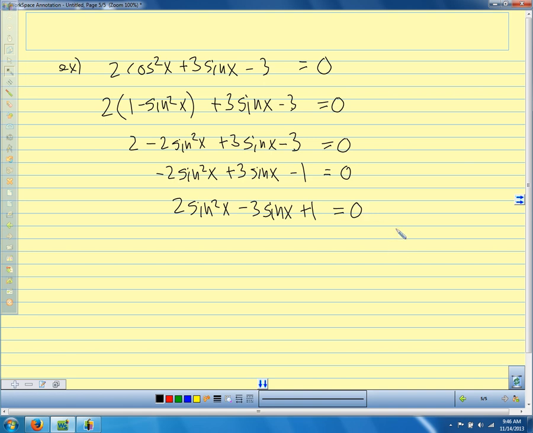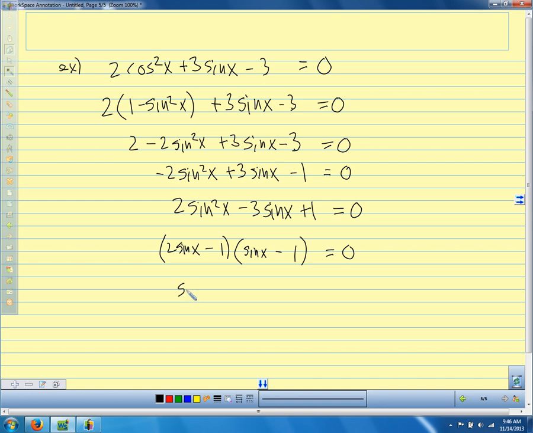And now I want to factor this. I'm going to have a 1 and a 1 here to get my 1s. I'm going to have a 2 sine x and a sine x to get my 2 sine squared x. Now I just have to figure out my signs. In order to get a positive 1 here and a negative 3, I'm going to have to have a negative and a negative. Now I have my 2 parentheses. This equals 0.